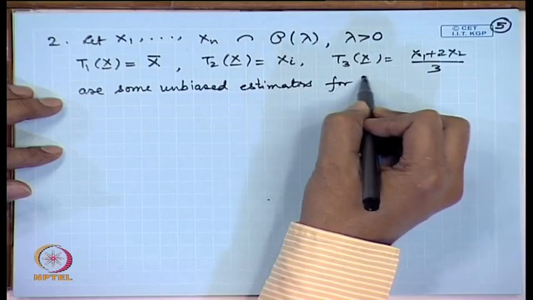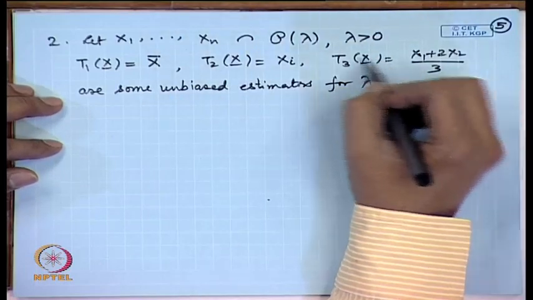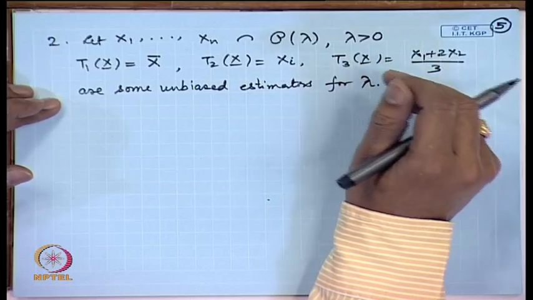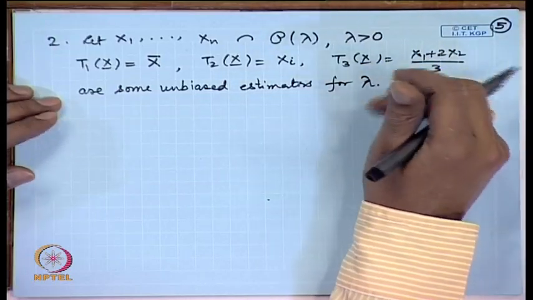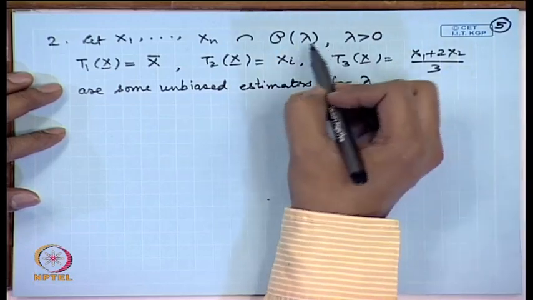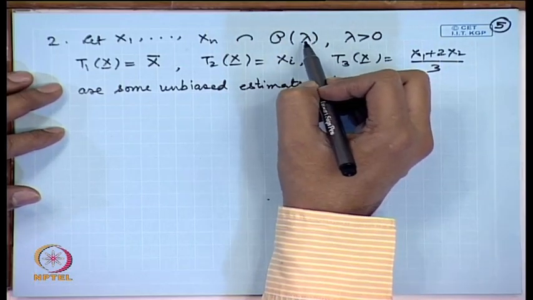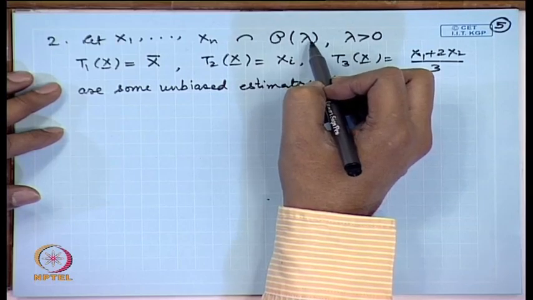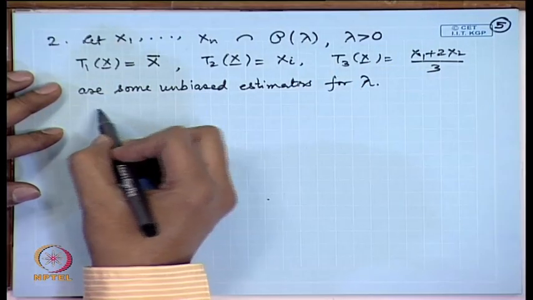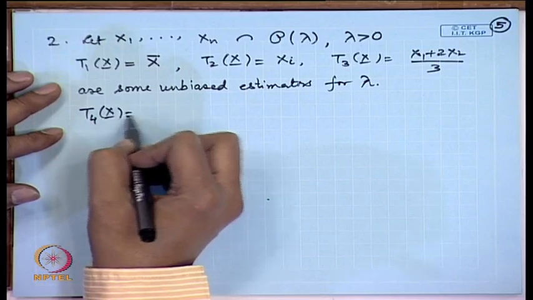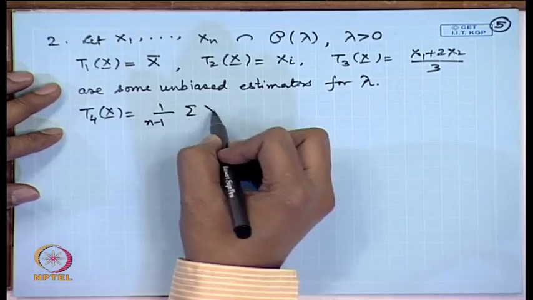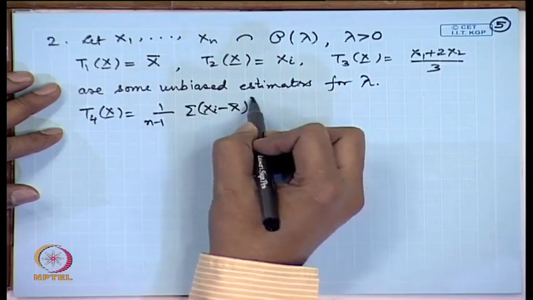For lambda. Now, this brings us to a point that for the same parameter we may obtain several unbiased estimators, and therefore, we may look for further criteria to restrict the class of unbiased estimators also. So, we will consider that in a short while. Here we may also consider that lambda is also the variance of this distribution. If we say this as the variance, then another unbiased estimator can be written as, say, 1 by n minus 1 sigma (x_i minus x bar) whole square.